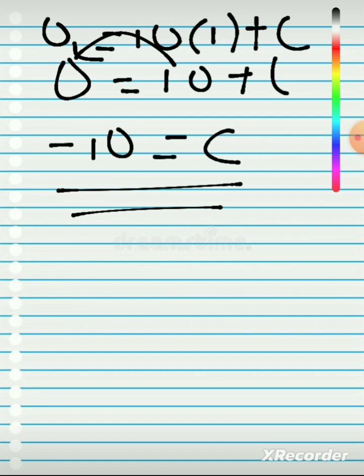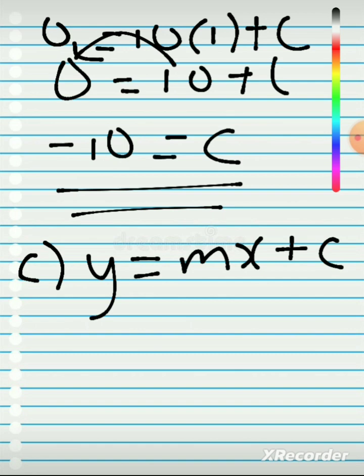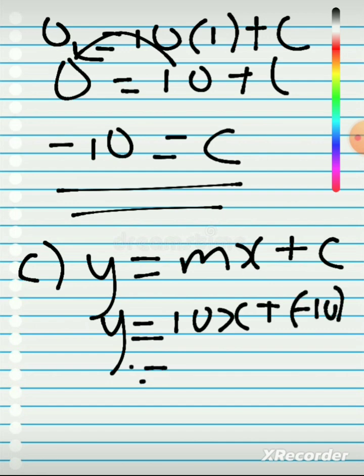Question C was saying find the equation of the line. Of course, we know the equation is y = mx + c. We know that our m, we have found, is 10, so 10x plus our c, which is negative 10. So it's simply y = 10x - 10, positive times negative is negative. So this is the answer.